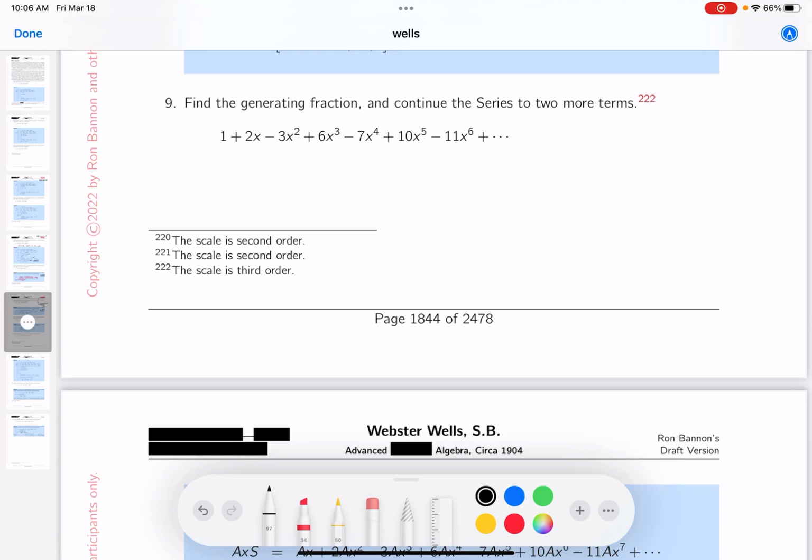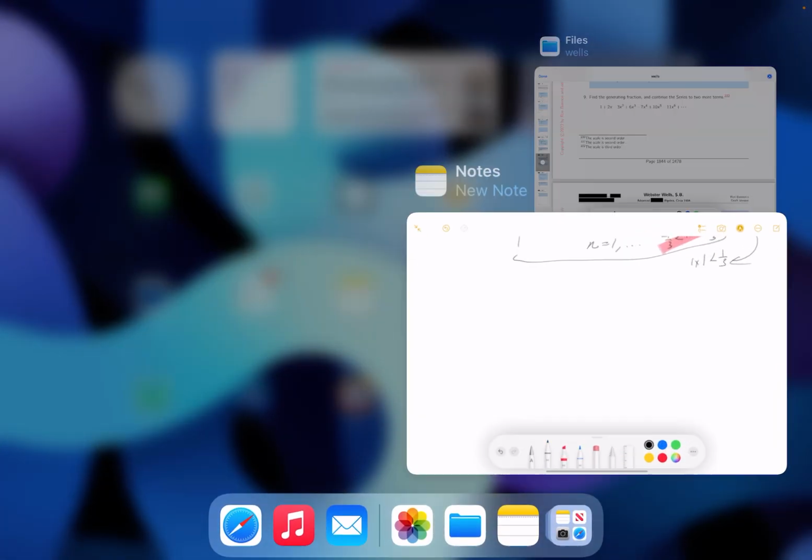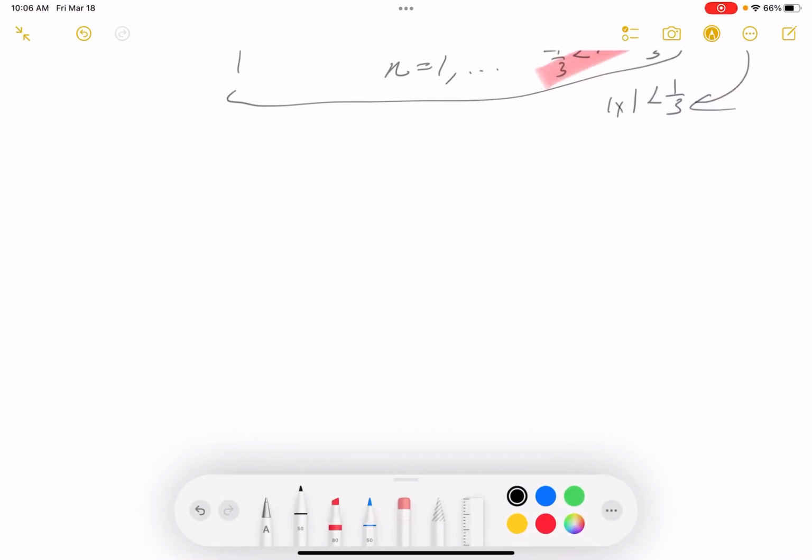Okay, problem number 9 says find the generating fraction and continue the series for 2 more terms. I look at the footnote here and they say this is a third order one. I'm certainly going to go to the whiteboard to do it. It's going to be more work, and I'll write it down.